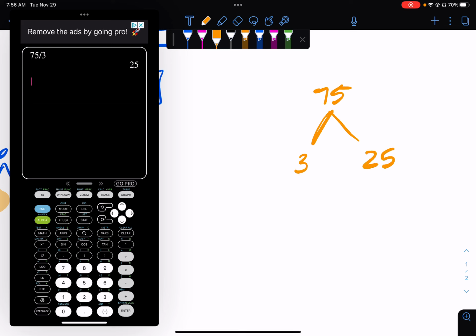3 is a prime number, so we don't want to break that up. I can't break this number up anymore, so that stays like that. 25, what two numbers multiply? I know 5 and 5. 5 times 5 gives me 25. 5 is also a prime number, so we're done. So we have all the prime factors right here. Here's a prime number, here's a prime number, here's a prime number. So what does that mean again? That means when I multiply 5 times 3, I will get 75.